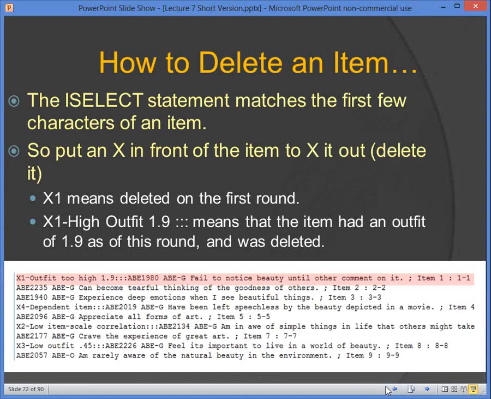Okay, so go ahead and scroll down to the item text where you actually see the text of the items. And the example that I'm using here is just the items from the Appreciation of Beauty scale.